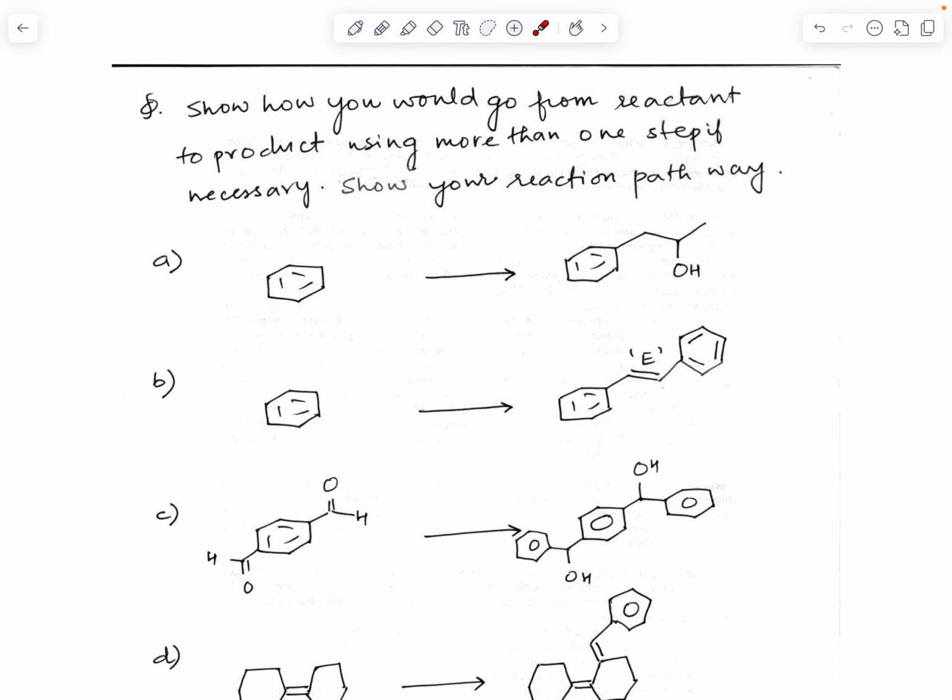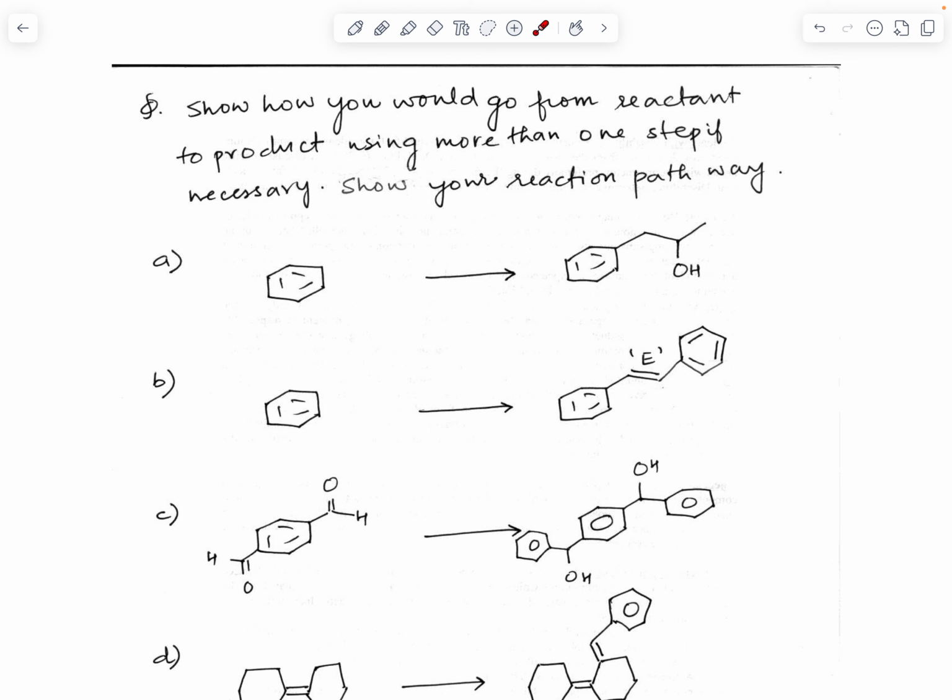Okay, so in this problem set, you basically have to show how you would go from reactant to product using more than one step if necessary, show a reaction pathway. So no mechanisms needed, just basically go from here to here. So there's a couple of different ways you can do this. So let's think through this.